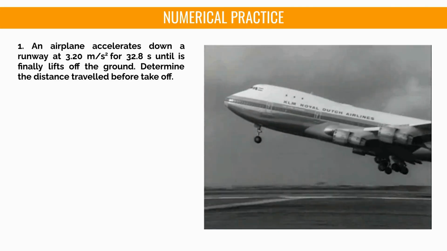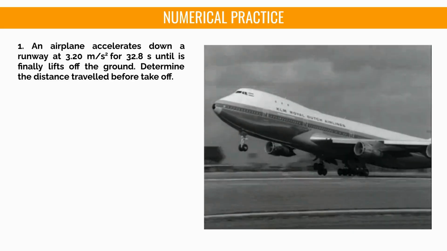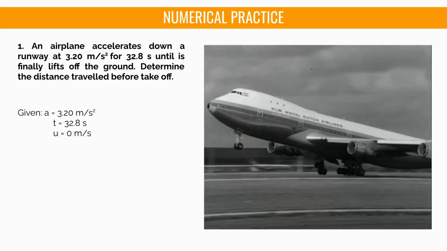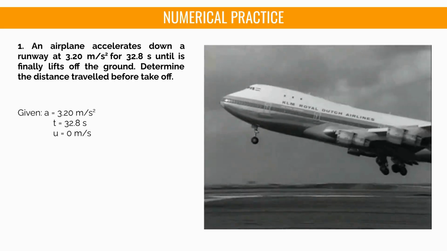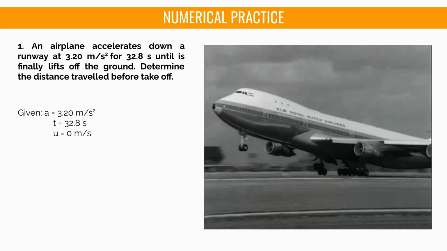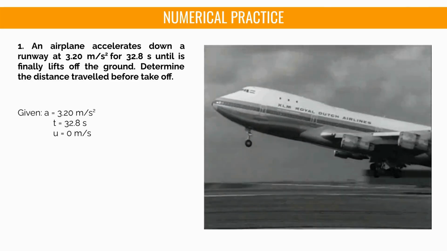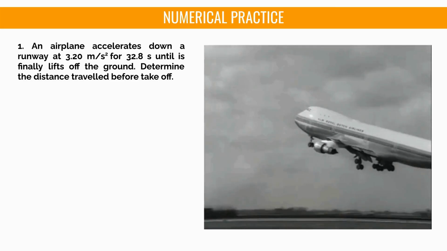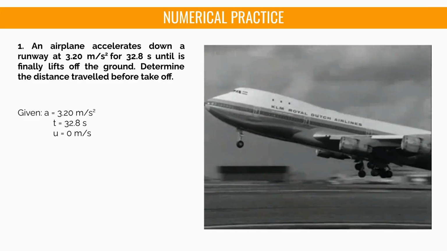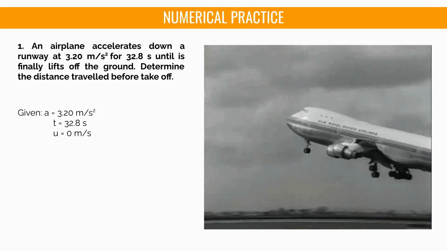An airplane accelerates down a runway at 3.2 meters per second squared for 32.8 seconds until it finally lifts off the ground. Determine the distance traveled before takeoff. Let's note down the given values. Acceleration equals 3.2 meter per second squared. Time t equals 32.8 seconds. Initial velocity u equals 0 meter per second since the airplane starts from rest.